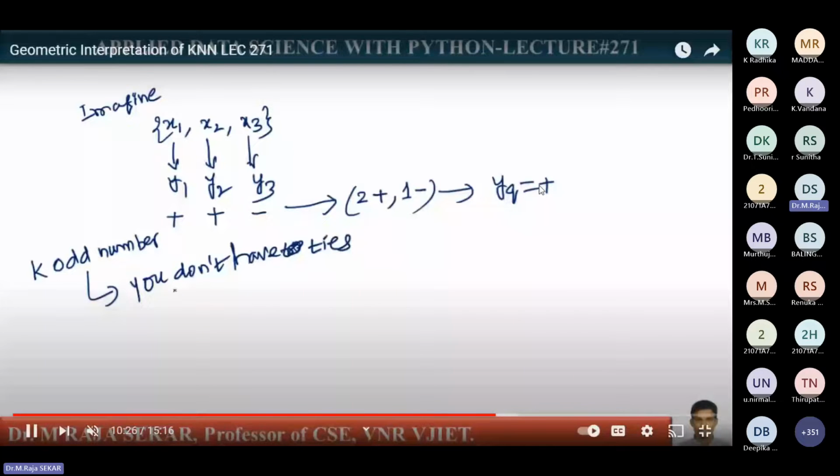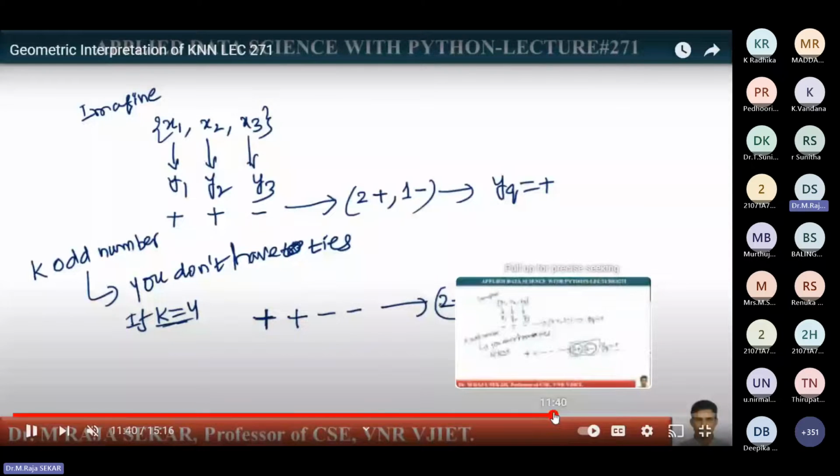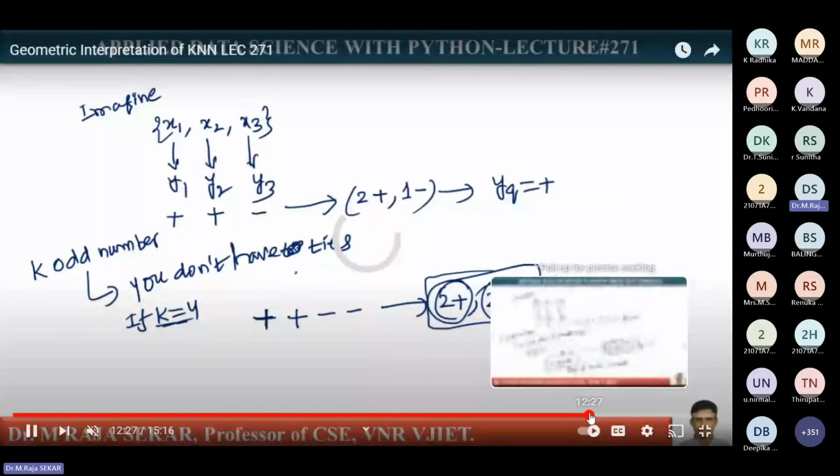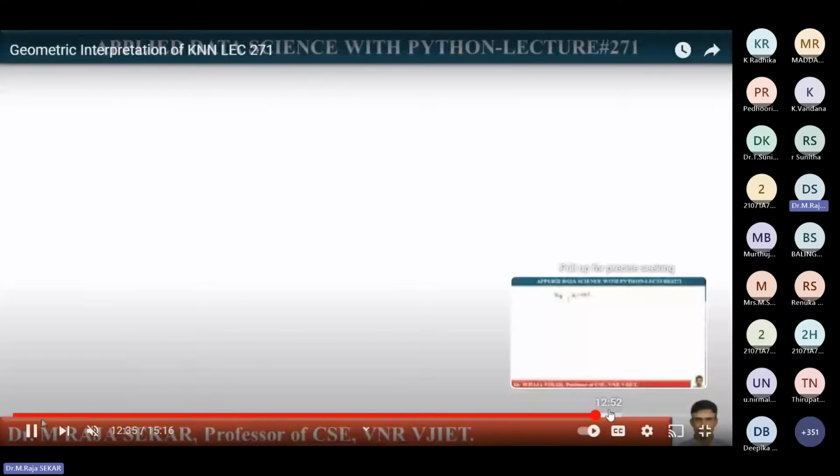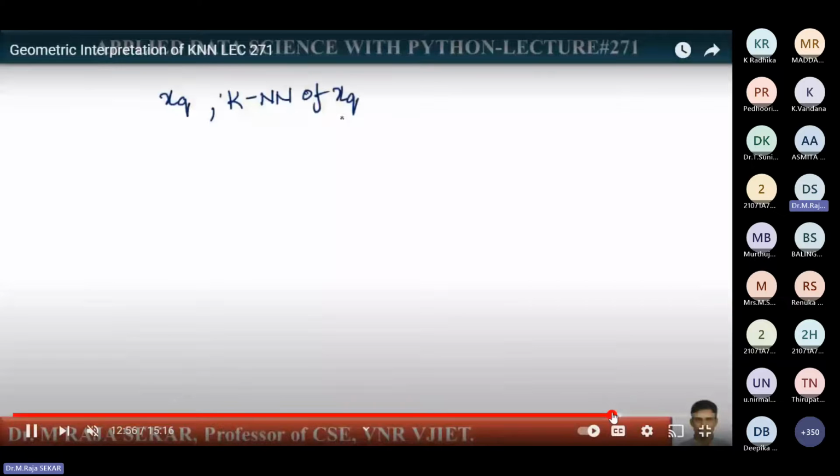Actually, you must take K as an odd number. In the K nearest neighborhood algorithm, your K must be an odd number. Otherwise, what happens? If you keep K as an odd number, you won't get a tie. For example, if K equal 4 and you get 2 positive points and 2 negative points, it's difficult to determine what YQ is. Therefore, you should always avoid even numbers. Always take K as an odd number so that you will get a majority vote.